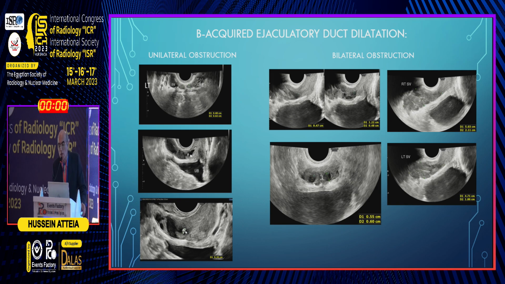Now, acquired ejaculatory duct dilatation, either bilateral or unilateral. You could see it here bilateral. You could see marked seminal vesicle dilatation on both sides, and both ejaculatory ducts are dilated at the base of the prostate. This is by stone, and here by stricture.